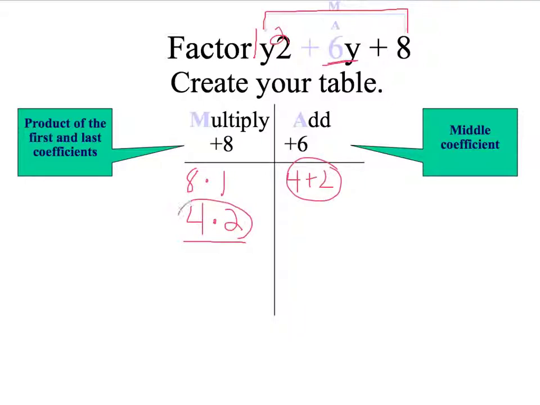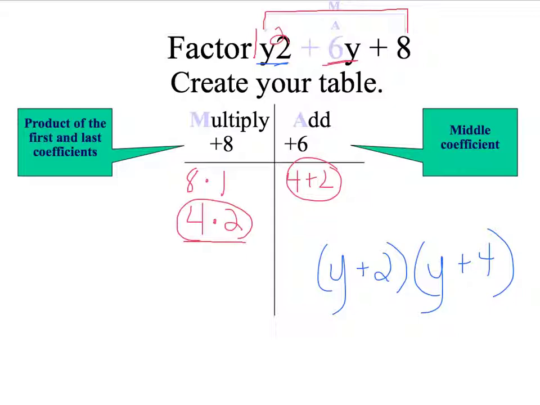Because these are the numbers that work, I'm going to take the first term, which is y squared, and it becomes y. Then the numbers that I'm using are 4 and 2, and they're both positive. So now I have y plus 2 and y plus 4. The order doesn't matter here because eventually you're going to multiply through. So I've just factored this trinomial.